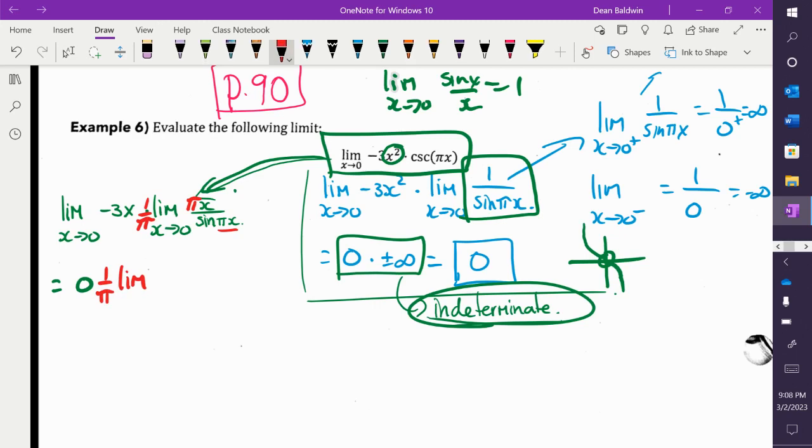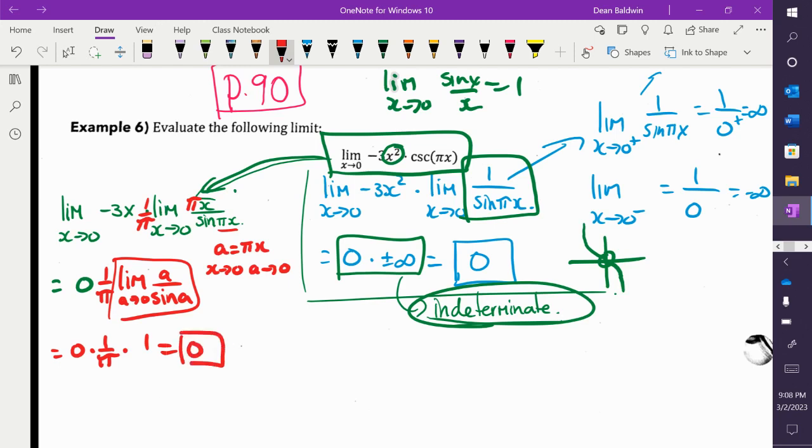Now I'm going to sub out the pi x. I'm going to say let a equal pi x, and then as x goes to 0, a has to go to 0. So I get the limit 1 over pi times the limit of a over sine of a as a goes to 0. This equals 1. So you end up with 0 times 1 over pi times 1, which equals 0. And then the math works out.